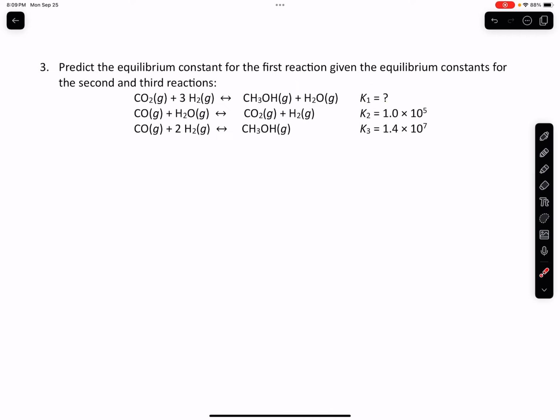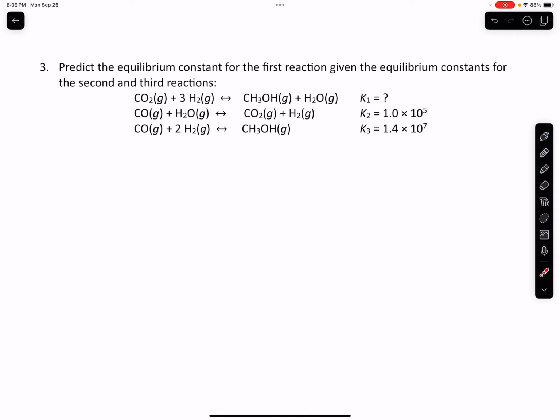And the key to that combination is to look at these two reactions that are given to you and try to figure out how you can combine these reactions or manipulate them to get this reaction. And based on what you do out here to get this, that's what will show up as you manipulate the equilibrium constants. So let's take a look at this.